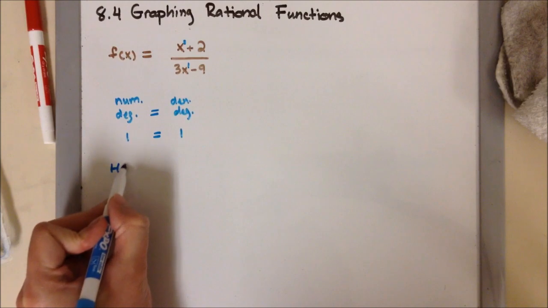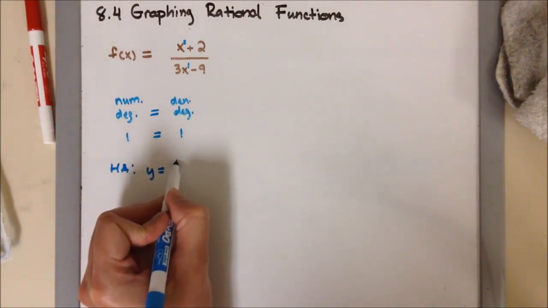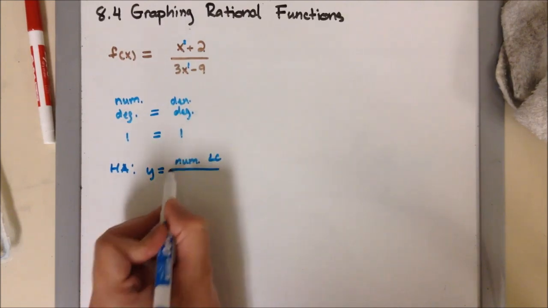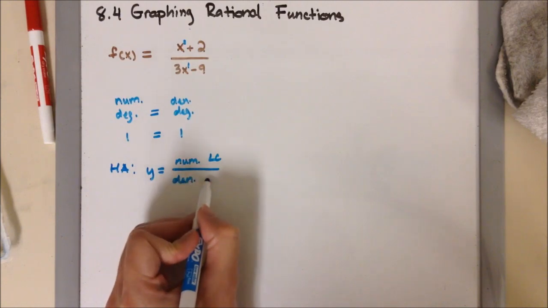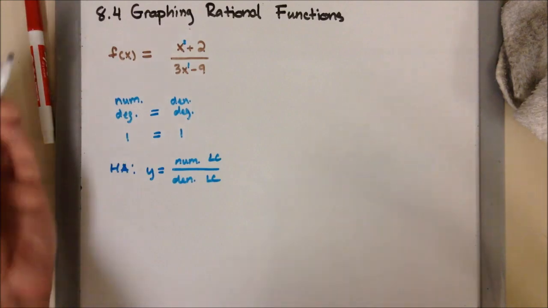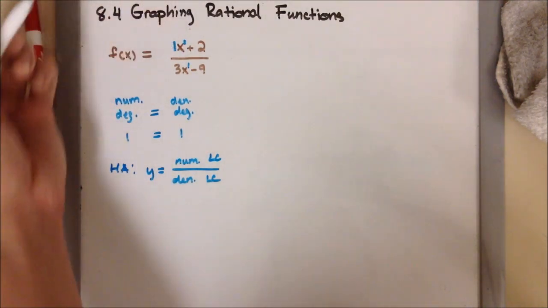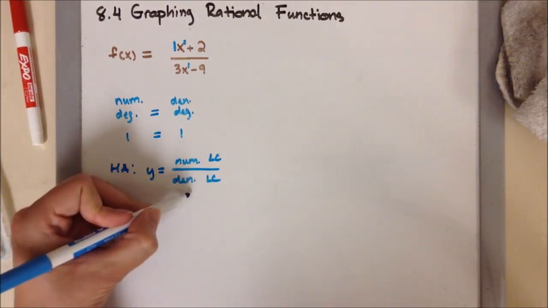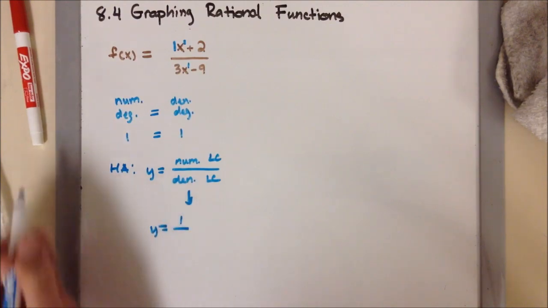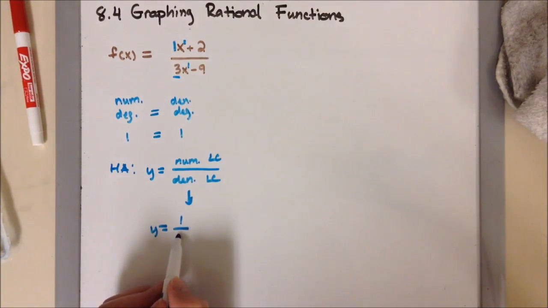So horizontal asymptote is y equals numerator leading coefficient over denominator leading coefficient. So let's take a look at our coefficient. In the numerator is the invisible 1. So basically it's going to be y equals 1 on the top, and then on the bottom in the denominator it's going to be that 3. So I'm going to put 3.